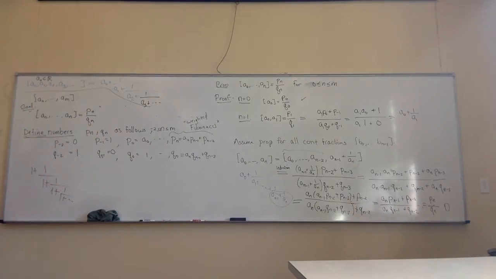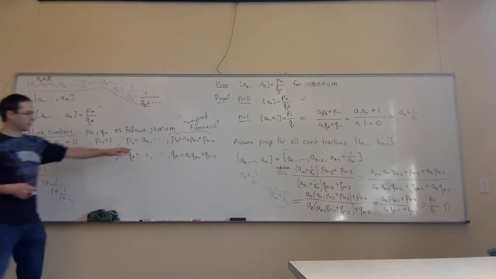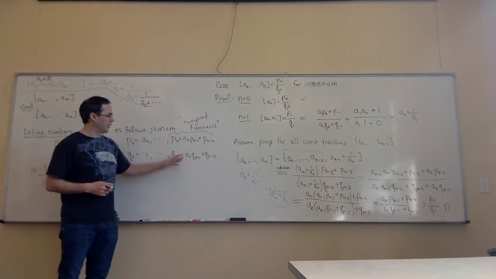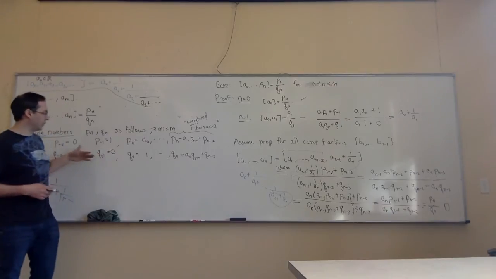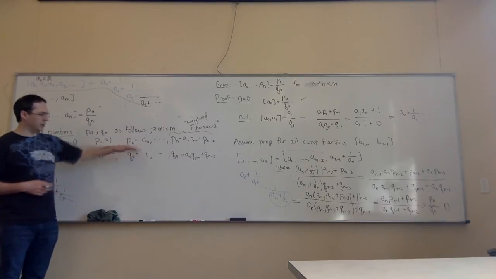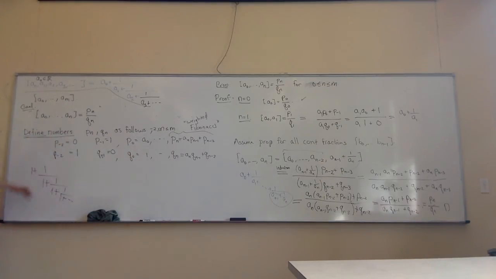We proved that. And also think about it. If the An's are all 1, then you're basically getting the same sequence on the top and bottom, except one of them is one behind the other one. So if you take quotients of successive Fibonacci numbers, you're getting approximations to the golden ratio.